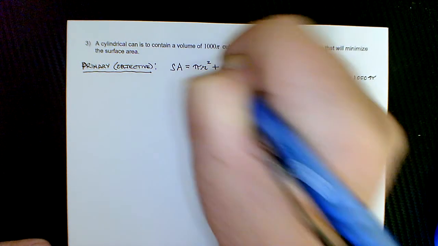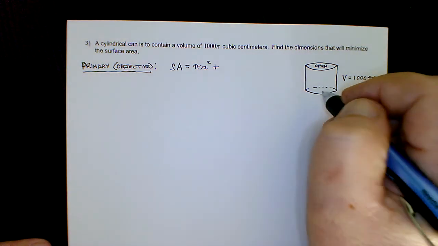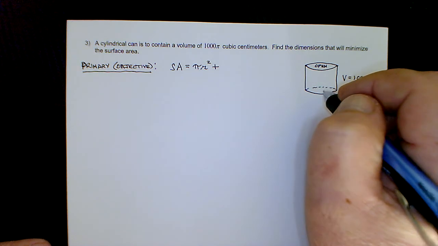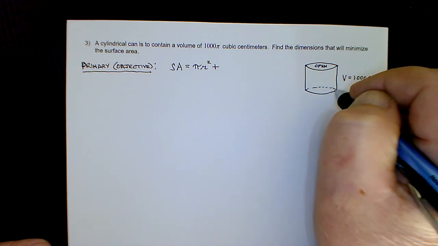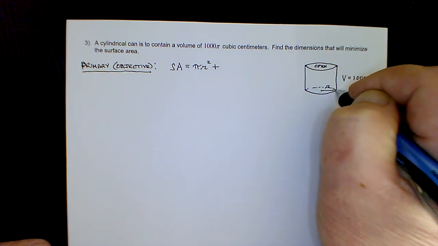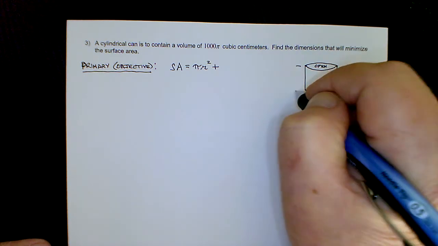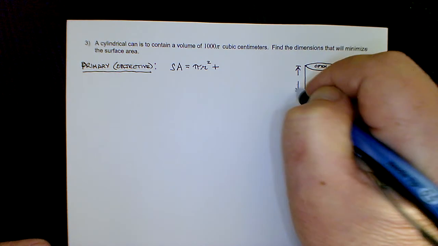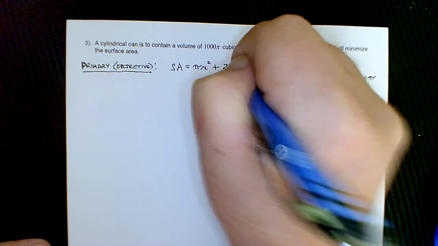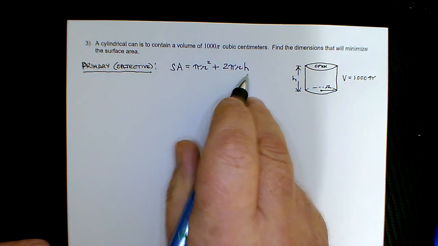So we just have 1 pi r squared. And then we have the area around the outside. The circumference is 2 pi r for a circle, with radius r, but then we're translating that through a height of h units. So we'll say plus 2 pi r h. Okay, so that's the primary, the objective equation.